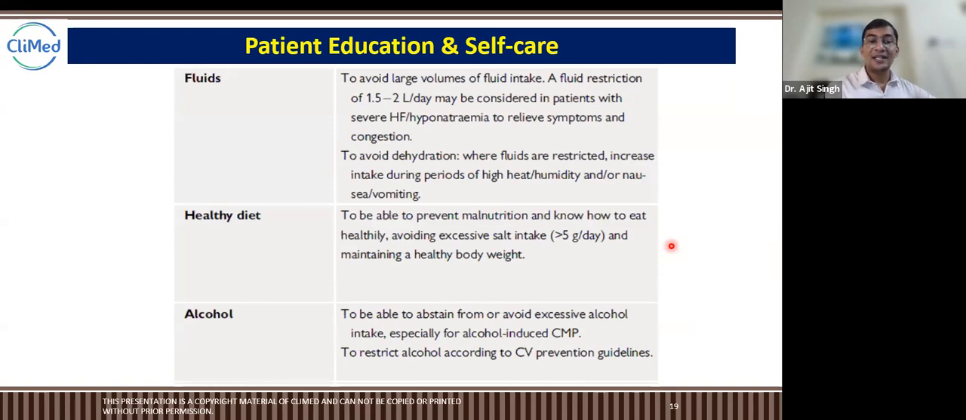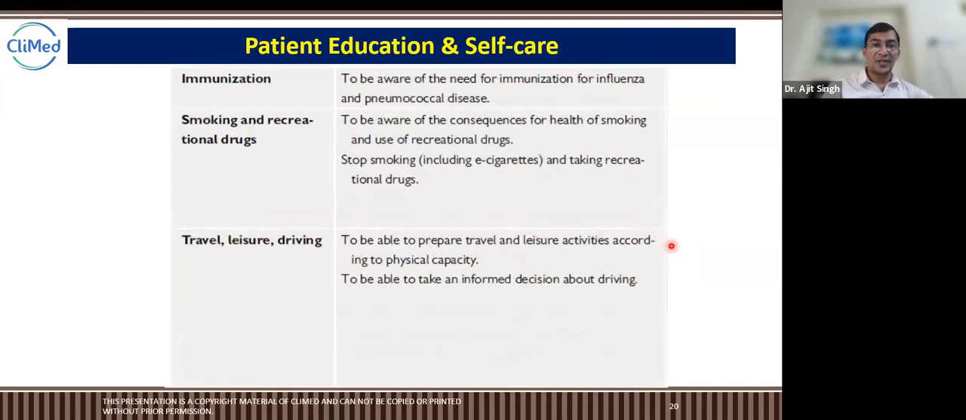And then you should go for it. And then healthy diet means the salt intake must be restricted in heart failure patients. Salt intake must be restricted. Patients should not go into malnutrition, but avoid excessive salt intake. Okay, definitely higher salt intake is not recommended at all. Okay, then alcohol and smoking are totally restricted, must be, because it can exacerbate the symptoms. Immunization, to be aware of the need of immunization for influenza and pneumococcal disease.